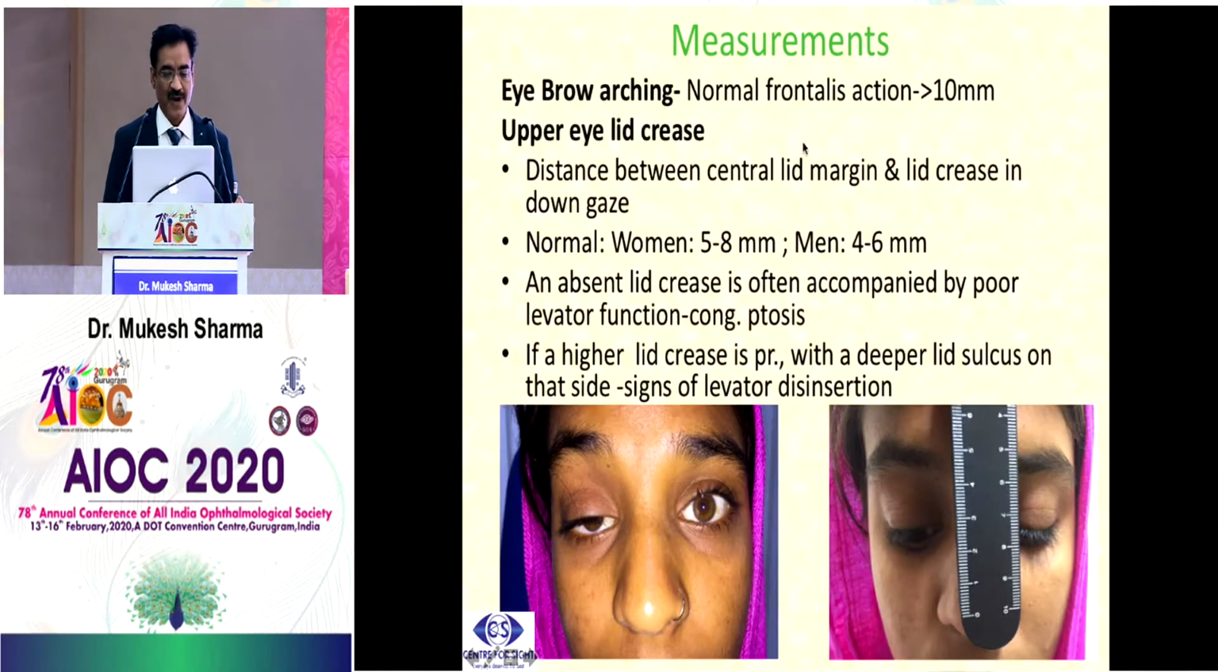Now we come to the measurement part. As I told you, normal frontalis action is more than 10 millimeter. This is measured by asking the patient to do a forcible brow arching.